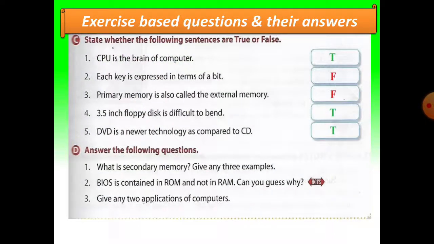Next is option C. State whether the following sentences are true or false. Number 1, CPU is the brain of computer. It is true. Each key is expressed in terms of a bit. False. Primary memory is also called the external memory. False. 3.5-inch floppy disk is difficult to bend. True. DVD is newer technology as compared to CD. And this one is also true.